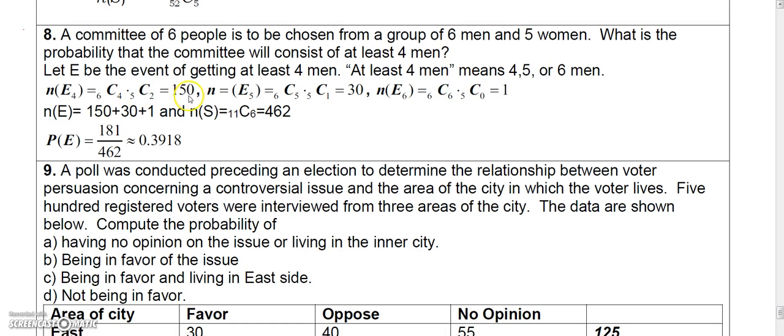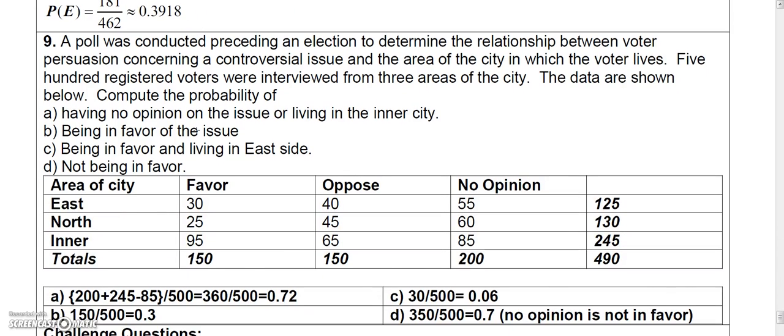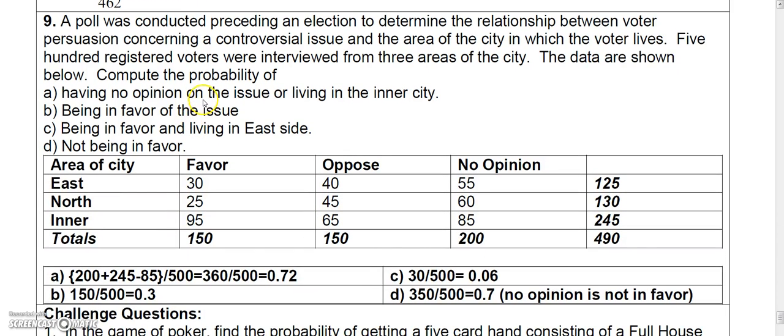And then add these 3 numbers together and you get 181, and you divide it by the total number of 6-person committees that could be selected, which is 11 choose 6, which is 462. So you get 181 out of 462, which is 0.3918. The next example is an empirical example.